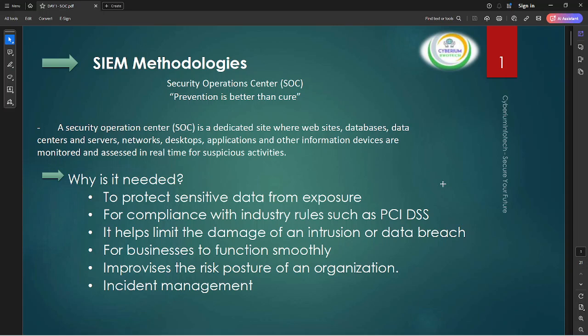But if we again encrypt this thing, then IDS also cannot detect it. Okay, so that's why SIEM comes into the picture, because we have to monitor all the suspicious behavior. Okay.